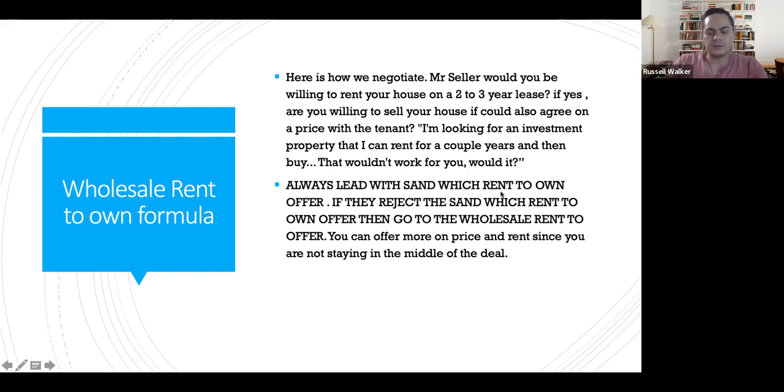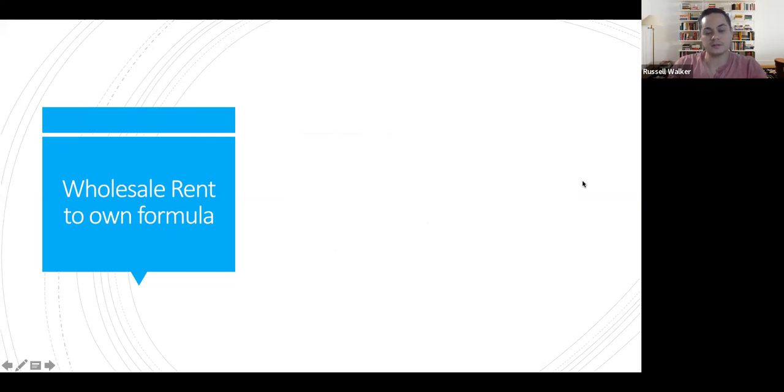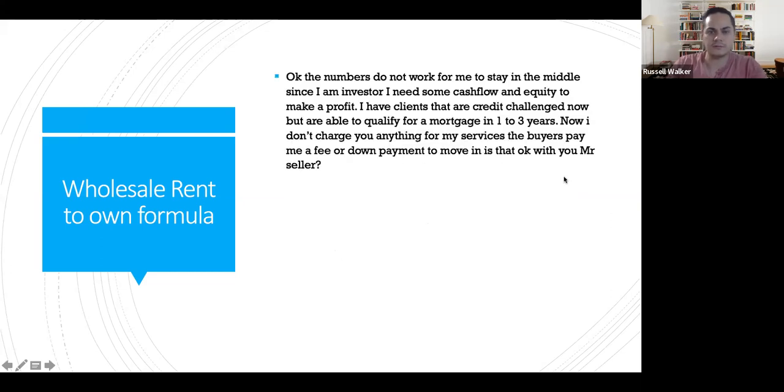So with the wholesale rent to owns, we always lead with a sandwich rent to own offer. If they reject it, again, we're going to come up on the price, come up on the rent, and then try and negotiate just for the down payment. So you can offer more on price, you can offer more on the rent, since you're not staying in the middle of the deal. If you cannot get them down on the monthly rent or equity or the purchase price, then say this next. Let's say they completely reject your sandwich rent to own offer.